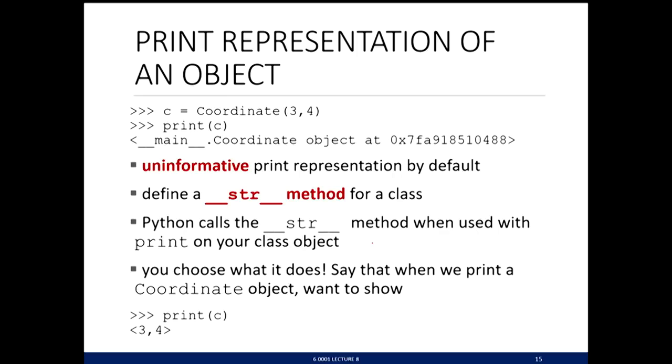Very uninformative, right? It basically says, well, c is an object of type coordinate at this memory location in the computer, which is not what you wanted at all. Maybe you wanted to know what the values for x and y were. That would be a lot more informative. So by default, when you create your own type and print an object of that type, Python tells you this sort of information, which is not what you want. So what you need to do is define your own method that tells Python what to do when you call print on an object of this type.